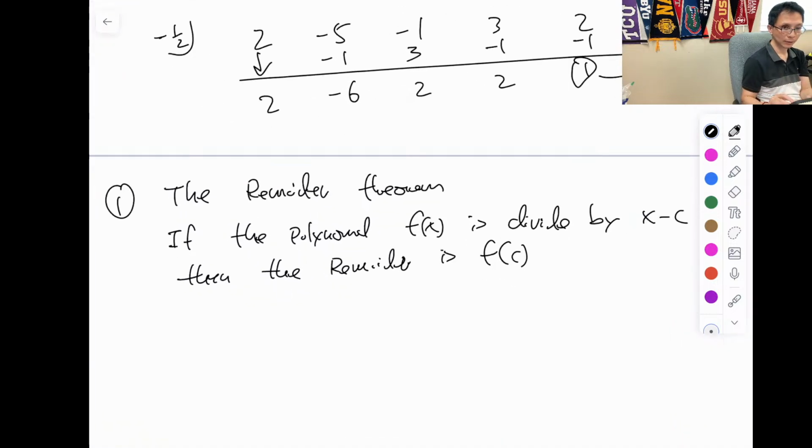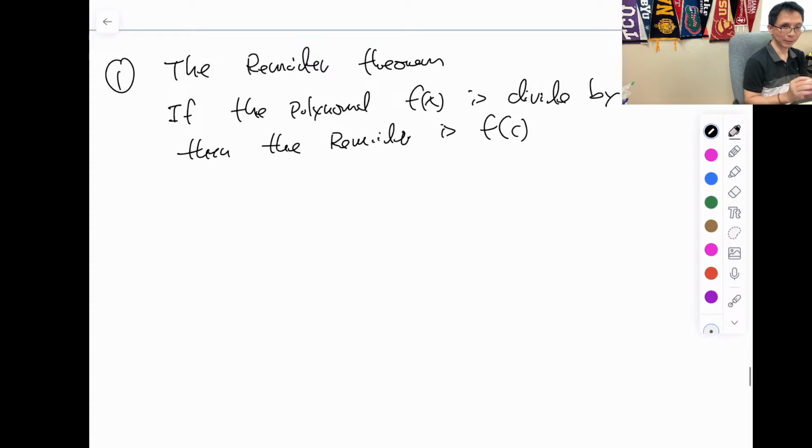If you cannot read my handwriting, I'm gonna say it again. The remainder theorem: if the polynomial f of x is divided by x minus c, then the remainder is f of c. So the remainder is f of c, the evaluation at c.